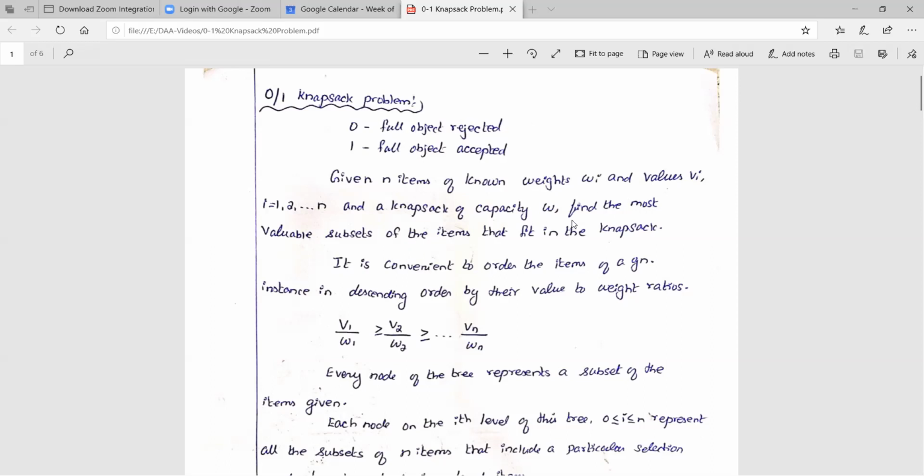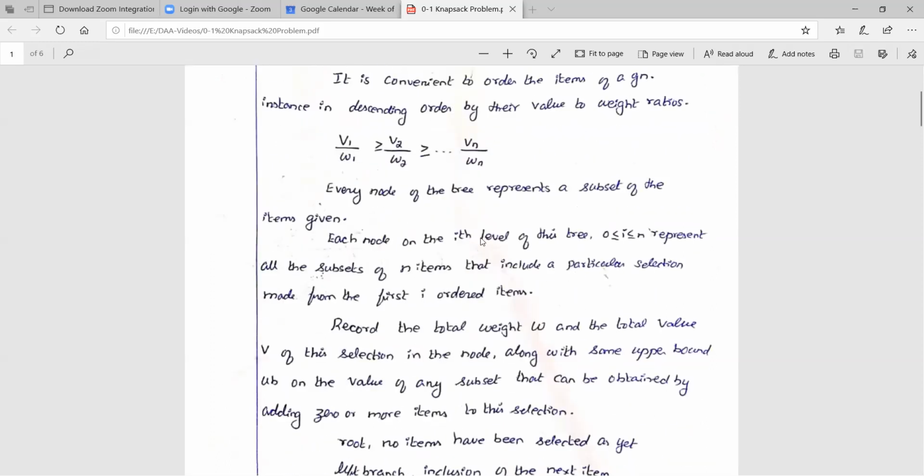What we have to do is find the most valuable subset of the items that fit in the knapsack. Given the n number of items, we can take a subset of particular items, and those objects have to fit into the knapsack. For each object we have a weight, and the sum of the objects' weights should not exceed the capacity of the knapsack. So given n items of known weight Wi and values Vi, i equal to 1 to n, and a knapsack of capacity W, we have to find the most valuable subset of the items that fit in the knapsack.